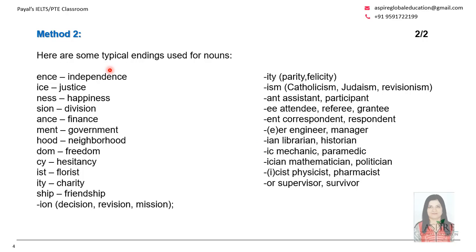Now, let's take an example of a few typical endings which are used for nouns. Independence, justice, happiness, division, finance, government, neighborhood, freedom, hesitancy, parity, felicity. Okay, then assistant, participant. You could pause the video and go through all these words in detail because this is what you get to read when you're going through passages.